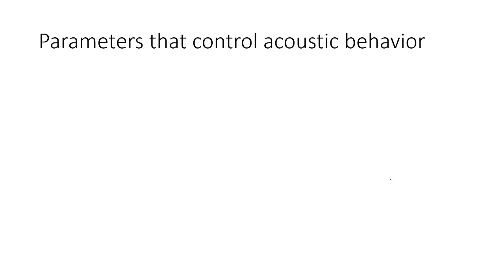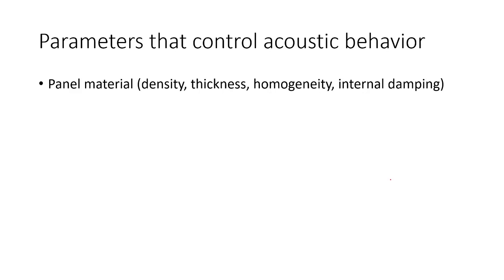Some of the important parameters that are going to control the acoustic behavior of the flat panel loudspeakers are things like the panel material. So that's the density, the thickness of the panel, how homogeneous the panel material is. For example, plastic is very homogeneous, but wood is not very homogeneous. So that does cause some significant differences.